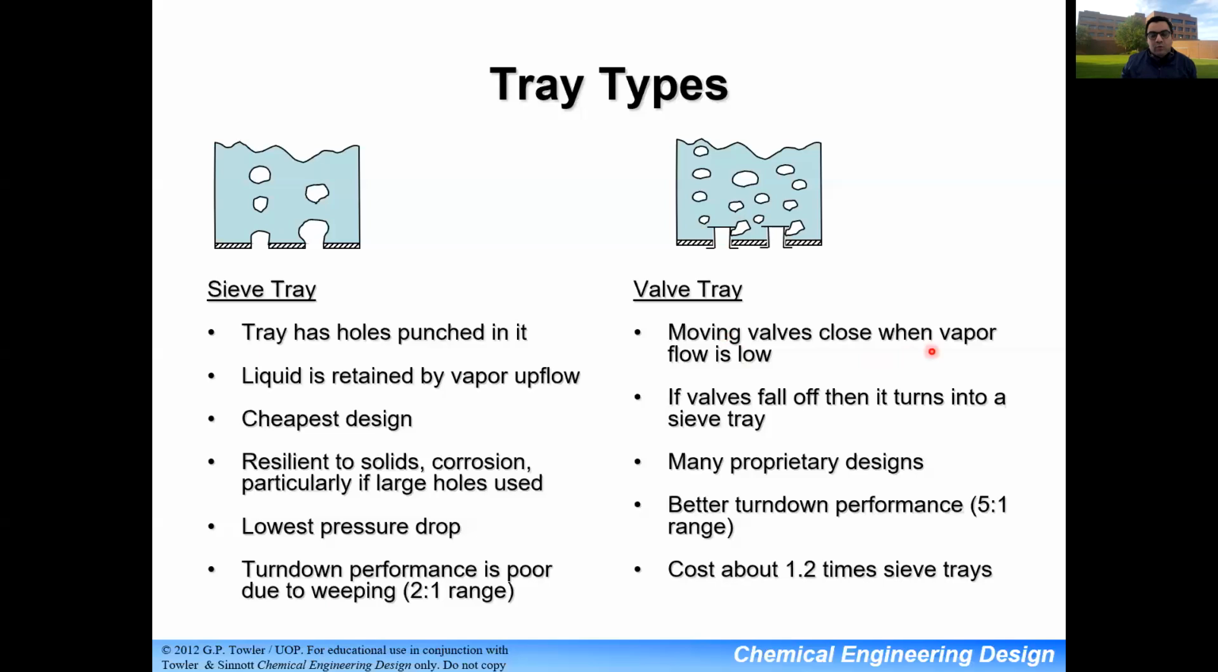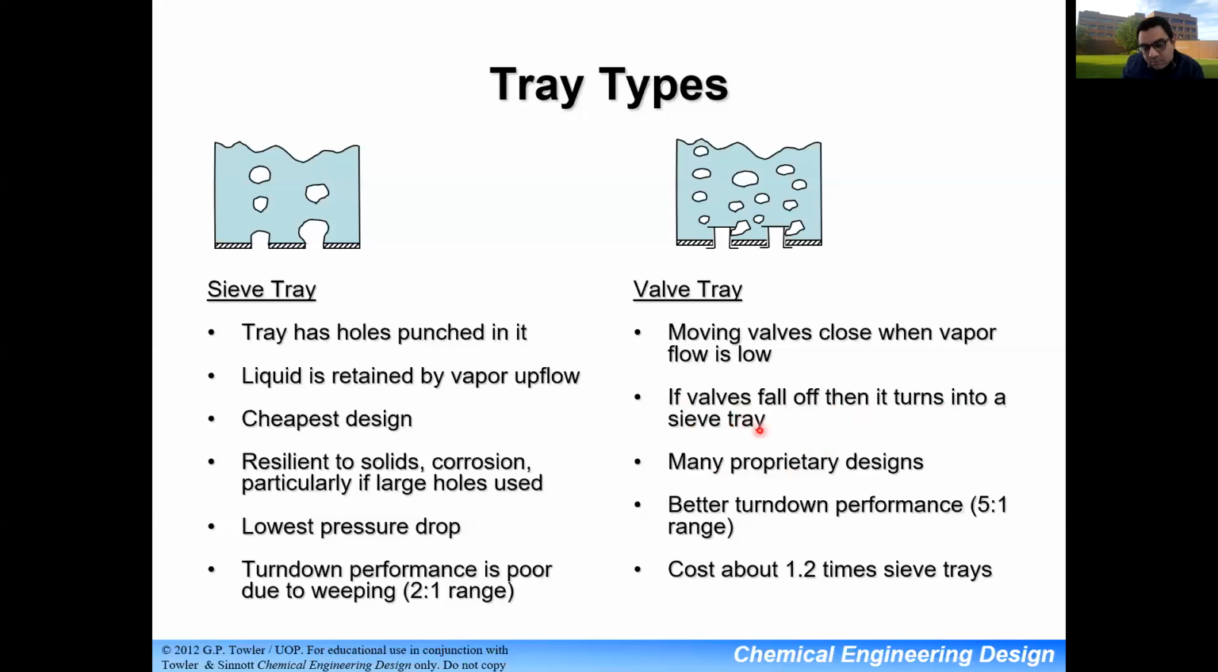And moving valves close when the vapor flow is low. So if the vapor flow is too low, this valve will just shut down. So to avoid weeping, it solves the problem of the sieve tray having weeping by having this sort of valve. So if the vapor flow is high enough, the valve opens, the gas leaves. If the vapor flow is not high enough, the valve will just close and you won't have any weeping, right? If the valves fall off, then it turns into a sieve tray.